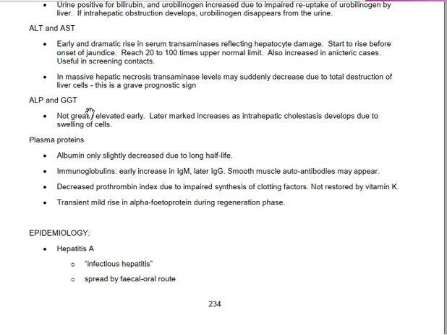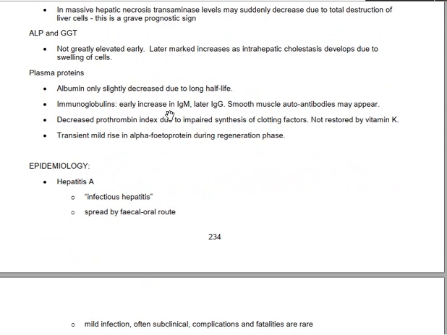Alkaline phosphatase and gamma glutamyl transferase are not greatly elevated. These are going to be mostly elevated when you have cholestasis. So when you have intrahepatic cholestasis, you have these two elevated. Now the plasma proteins. Albumin is going to slightly decrease in acute hepatitis because it has a long life cycle. But for the immunoglobulins, you have an early increase in IgM, and later an increase in IgG. You also have a decreased prothrombin index.